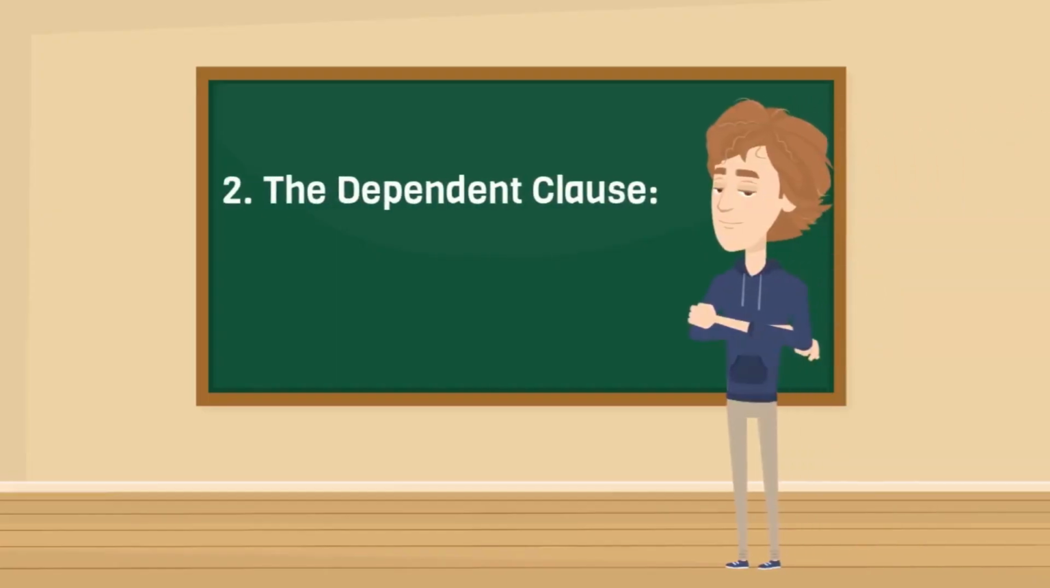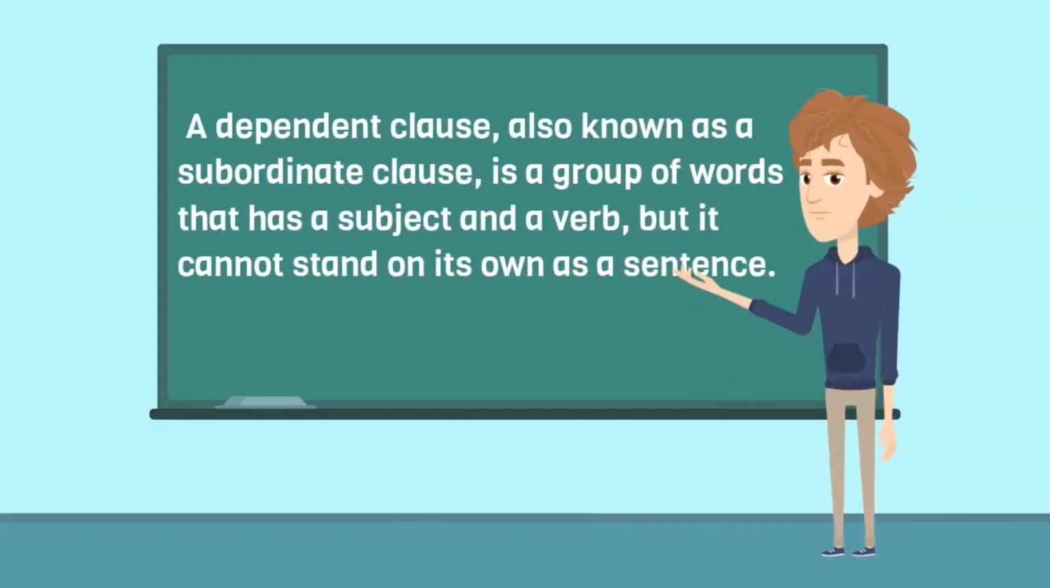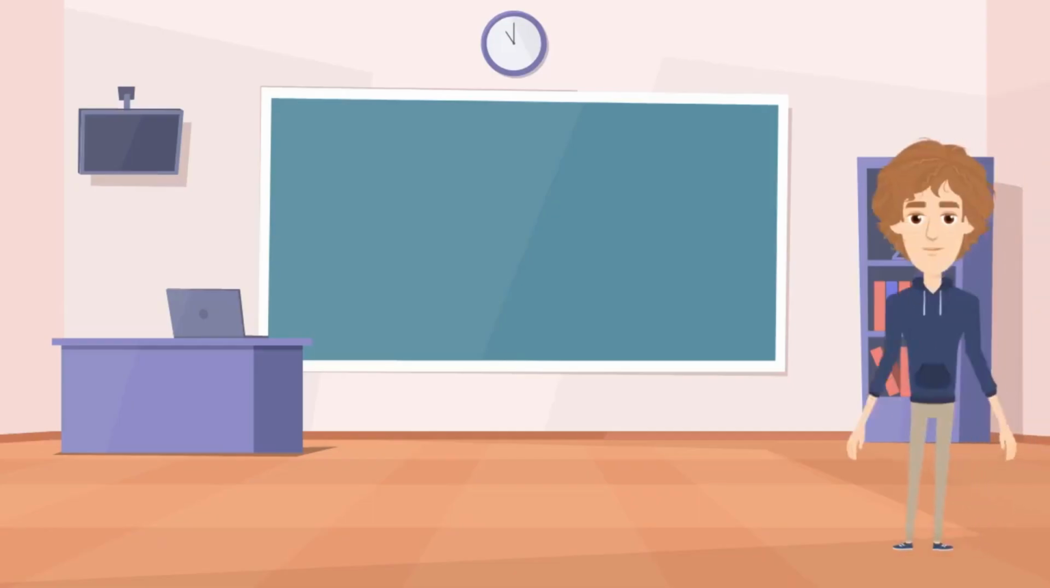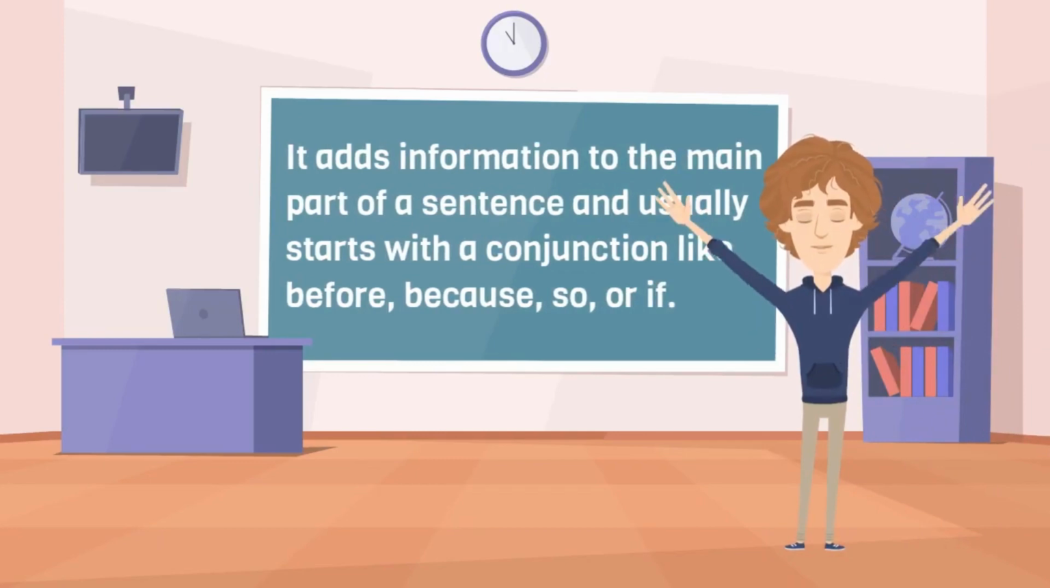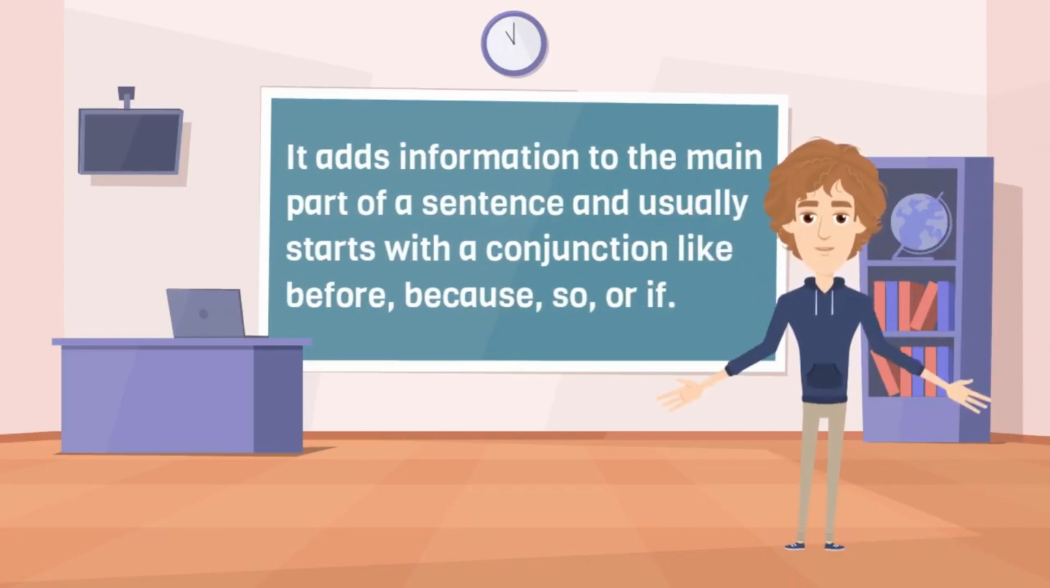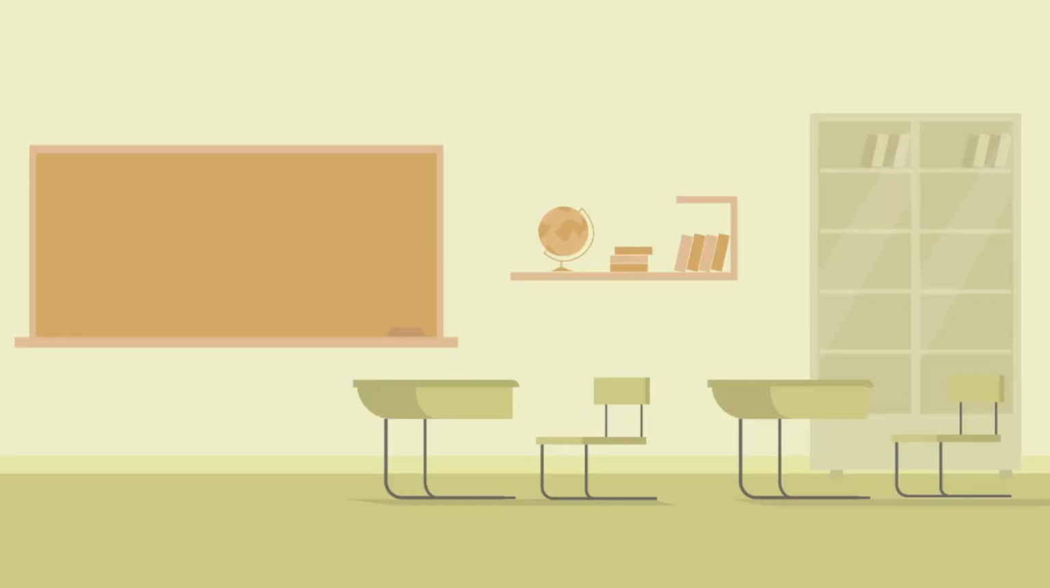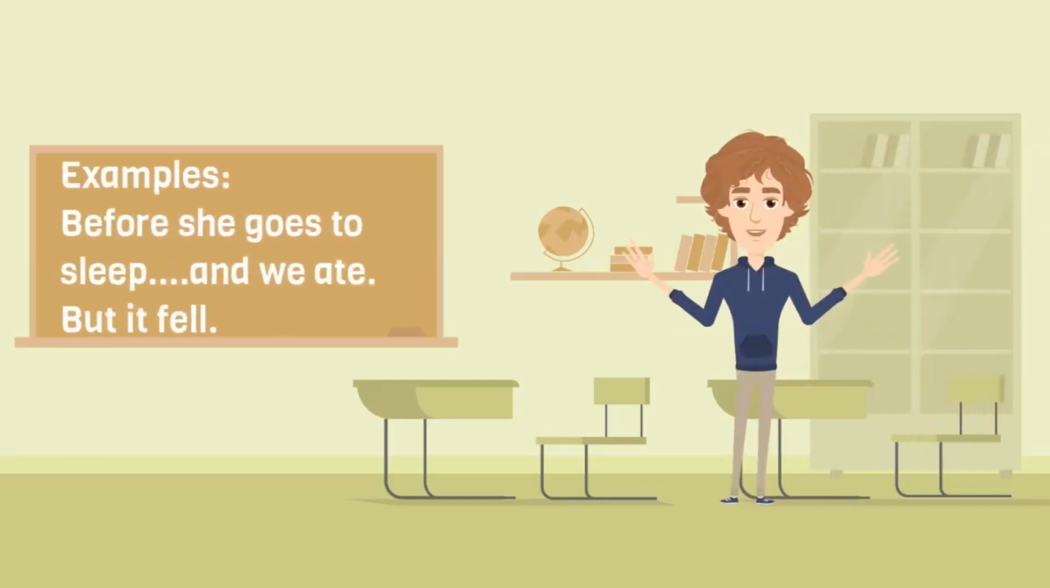Number two, the dependent clause. A dependent clause, also known as a subordinate clause, is a group of words that has a subject and a verb, but it cannot stand on its own as a sentence. It adds information to the main part of a sentence and usually starts with a conjunction like before, because, so, or if. Examples: before she goes to sleep, and we ate, but it fell.